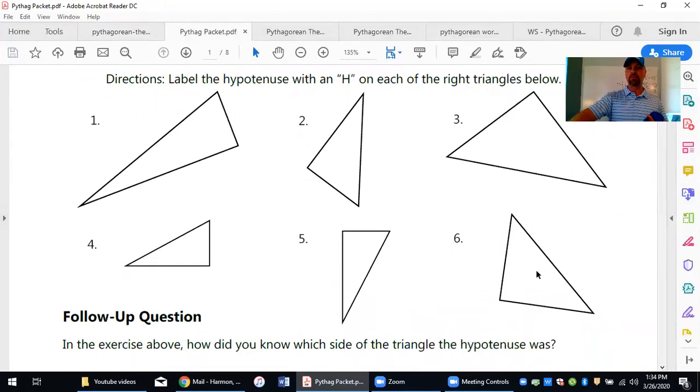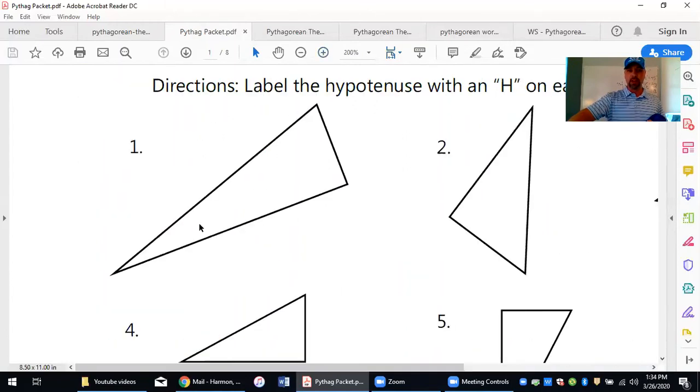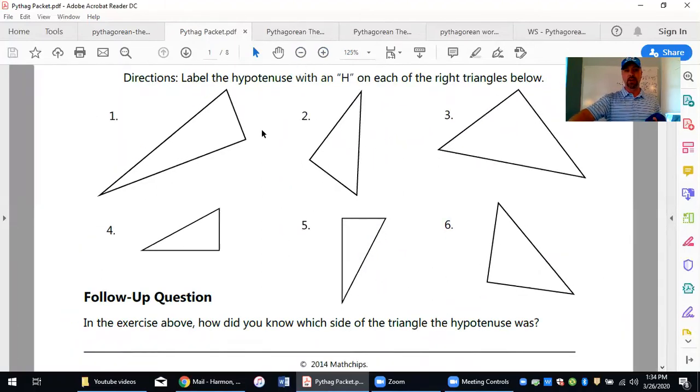Here they're having you find the hypotenuse, okay? And so the best way for you to do that again is find the right angle. So take a look at number 1 here. We find the right angle. The right angle always looks like a corner. So here's the corner, okay? The hypotenuse is always going to be opposite of this corner. So we go across, that means this here would be the hypotenuse, okay? That's pretty good practice for finding the hypotenuse.